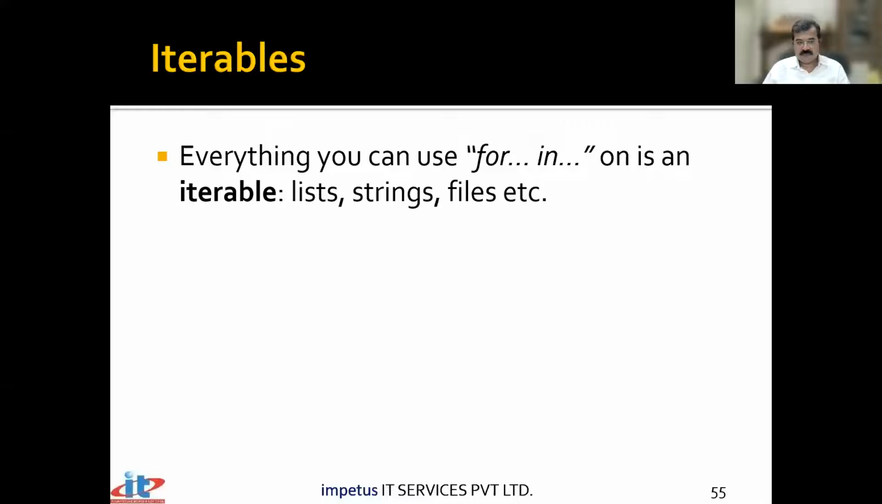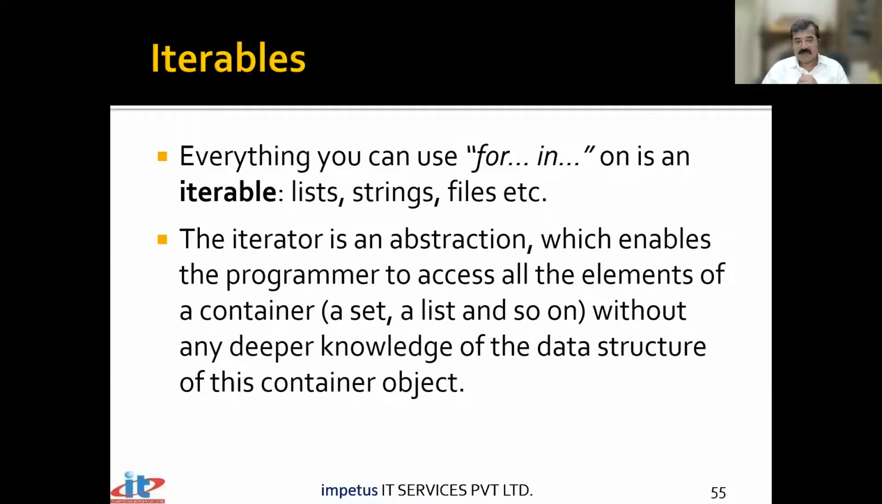So we had these collections. So what is an iterator? We talked about iterable. Anything that we can use in this for in loop is an iterable. It is a group of elements and we can move from one element to another. So what is an iterator? It is an abstraction. Now you need to understand this concept very carefully.